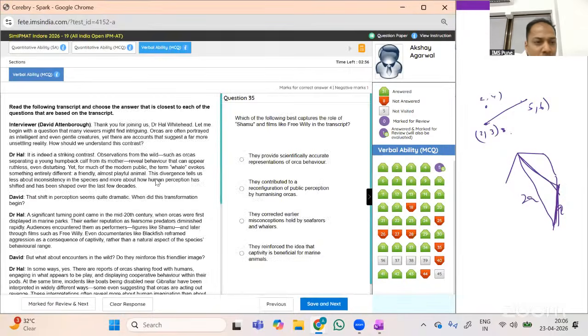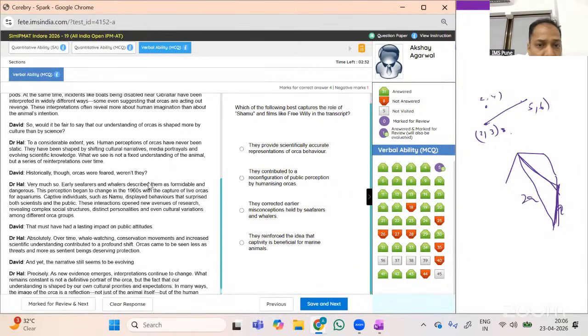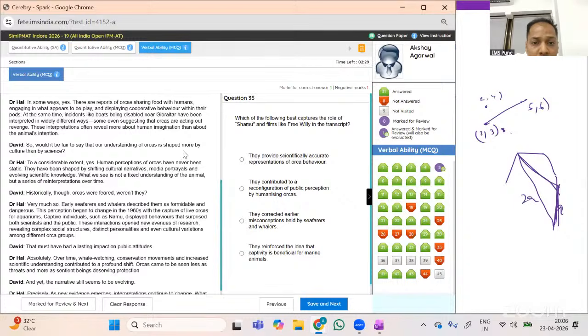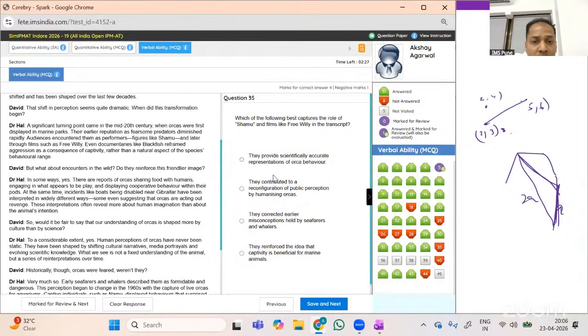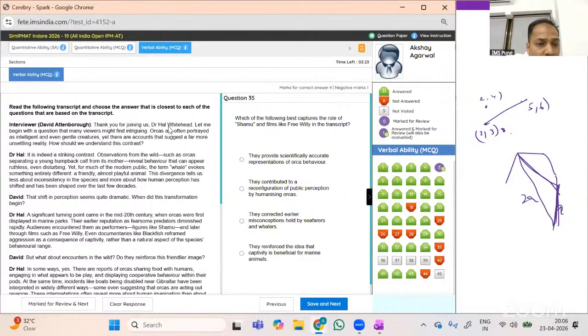I'm a little hung up on this. Which of the following best captures the role of Shamu and films like Free Willy in the transcript? Thank you for joining. Let me begin with the question. Intelligent creatures make the accounts of orcas far more unsettling. We should understand the context. It is indeed a striking contrast.